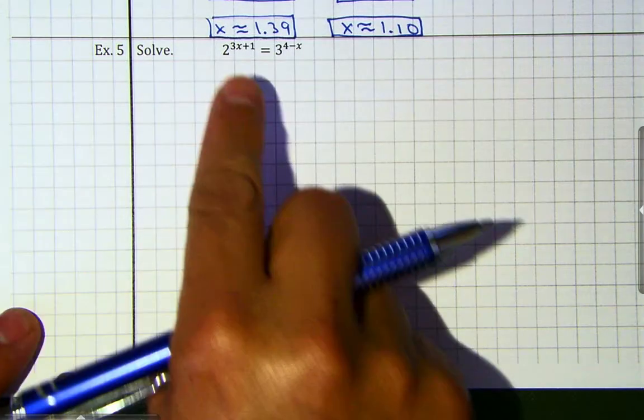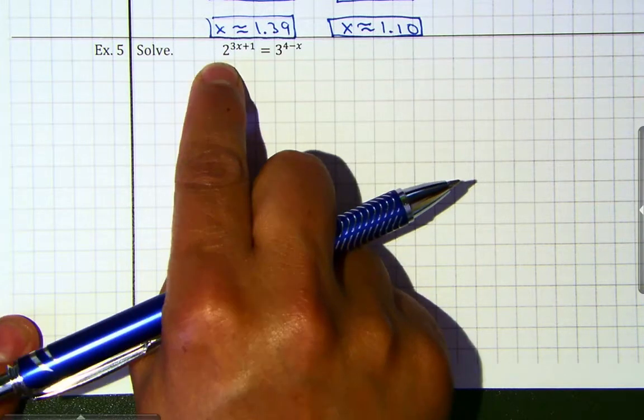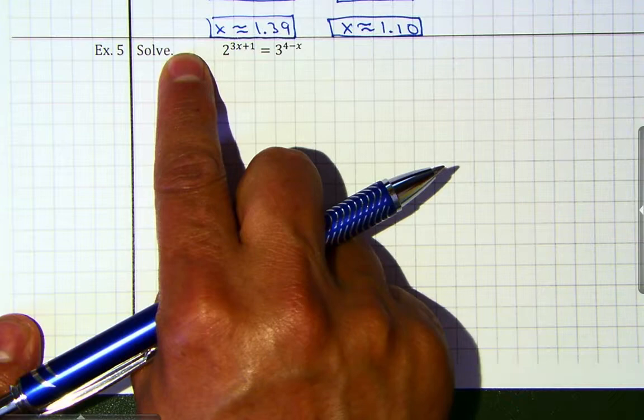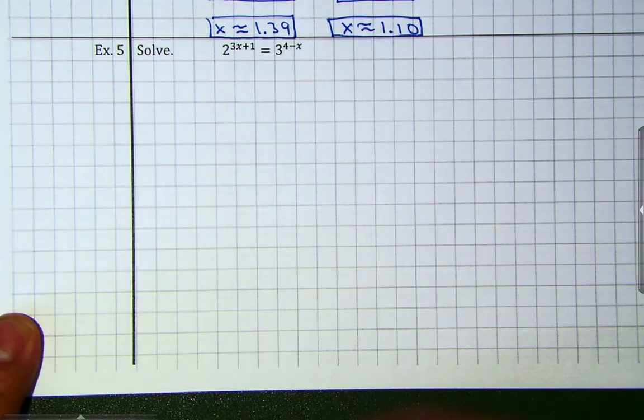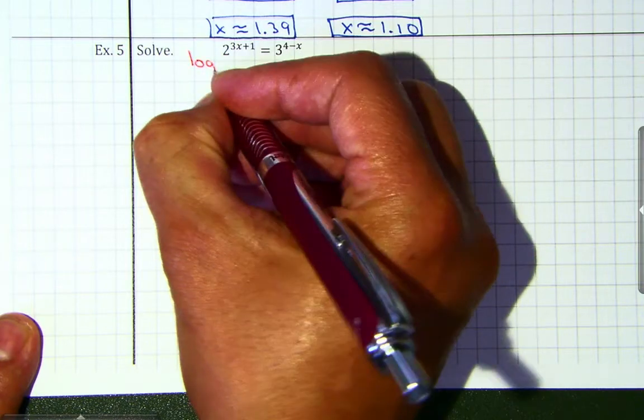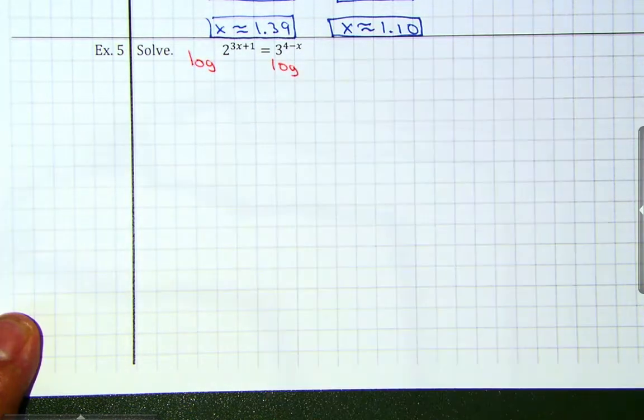So therefore, in this case, I need to get rid of the bases. There's no other numbers on the left or on the right. So the opposite of a base is a log. So therefore, I'll take the log on the left and the log on the right. But we do have a problem.